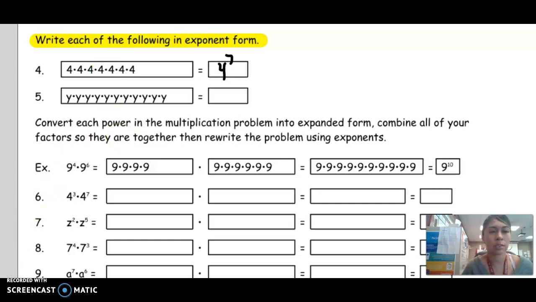Okay, and I'm going to skip number 5. That's going to be part of your assignment. So you are going to get to try that one on your own.